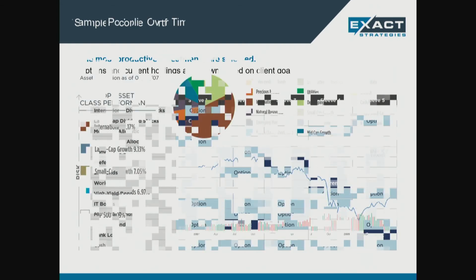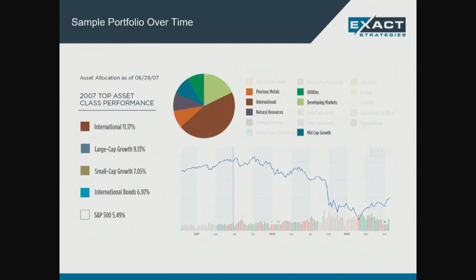So what would that have looked like in a sample portfolio? Let me explain what you're looking at here. So what we have here, all of these asset classes on the left do not represent the performance of our portfolios. They represent the broad indices that you see. So small cap growth as an index was up 7.05% in 2007. The S&P was up 5.49.